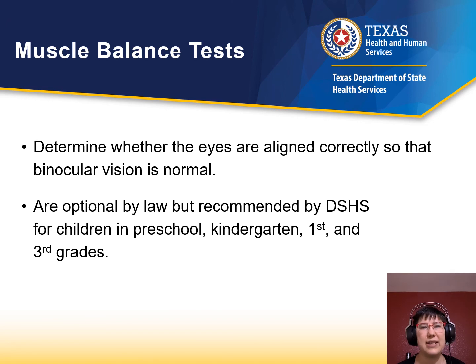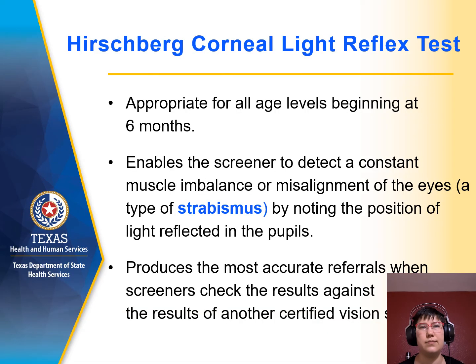The muscle balance tests are used to determine whether the eyes are aligned correctly so that binocular vision is normal. They're optional by law, but they're especially recommended for kindergarten, first and third grades. Why? Because we're trying to prevent that whole suppression and amblyopia thing, and before the age of 7 is ideal.